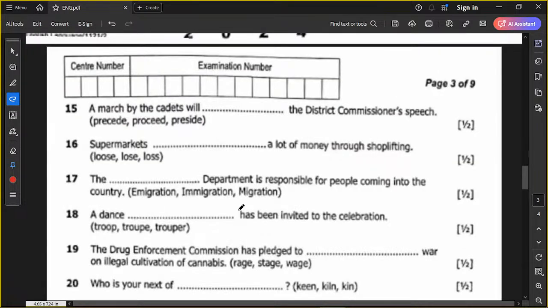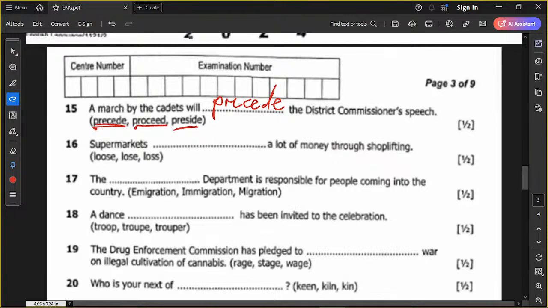Question 15. A march by the cadets would dash the district commissioner's speech. So we have got precede, proceed, preside. To precede is to come before. Then to proceed is to continue. To preside is to be in charge. So the correct answer here is precede.